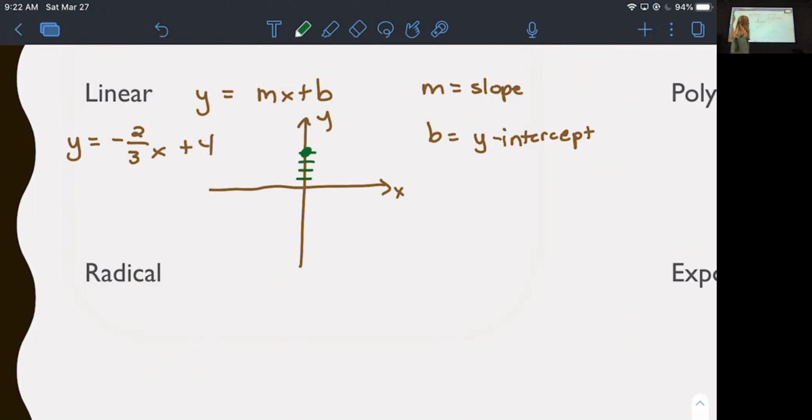After you make that point for the y-intercept, what do you do? Down 2/3. So you're going to move the slope. Since the slope's negative, we're going to move down 2/3. So from that point, move down 2/3, and then you can connect them, and there's your line. So that's linear functions that have a slope and a y-intercept.